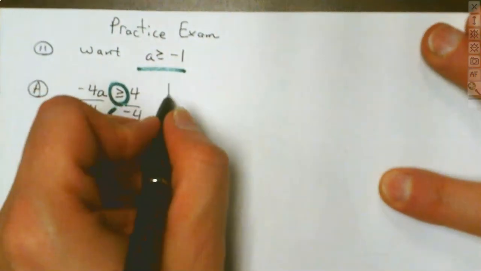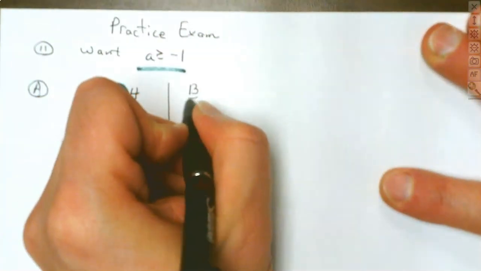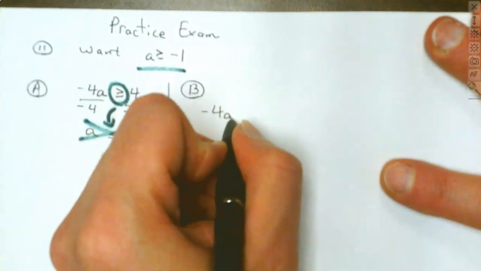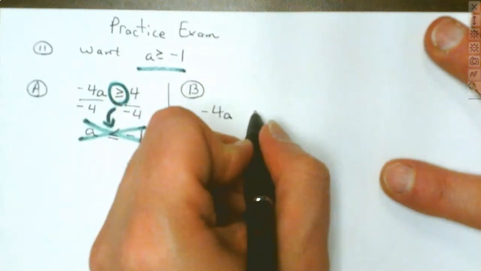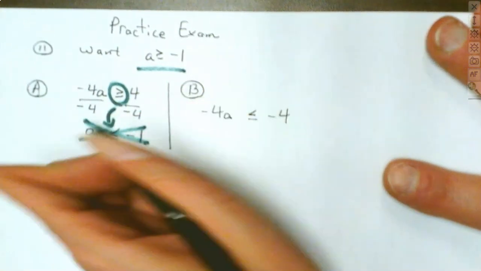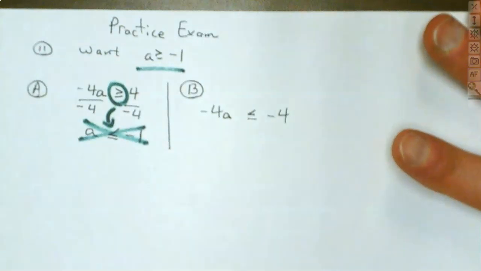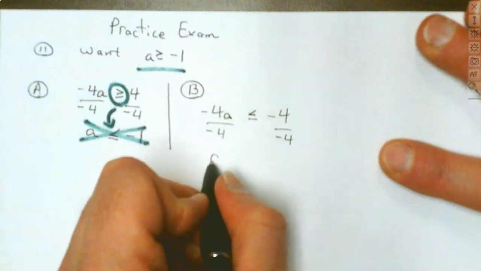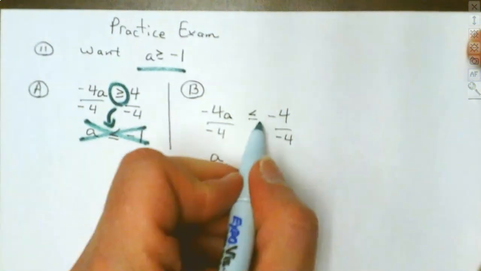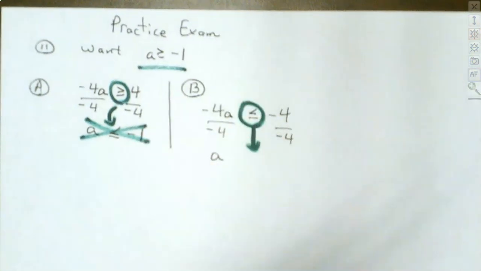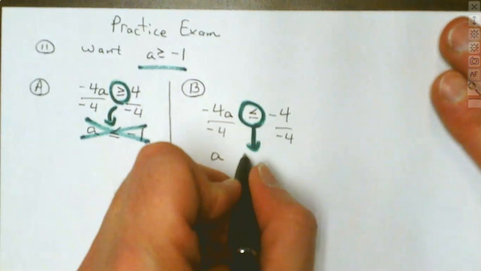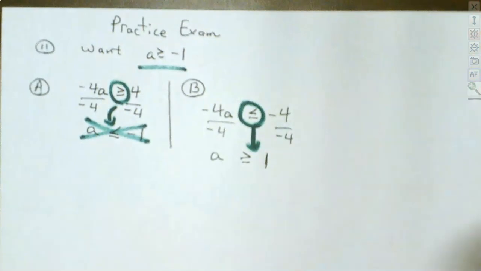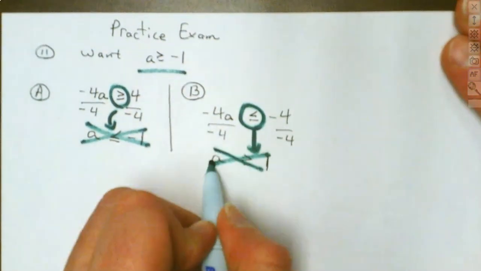Part B. Part B is minus 4a is less than or equal to a negative 4. Divide by that negative 4. Your inequality does switch, but there's a mistake here. Negative over negative makes that a what? Positive 1. Is that what we want? Nope, we want that negative. So that one doesn't work.